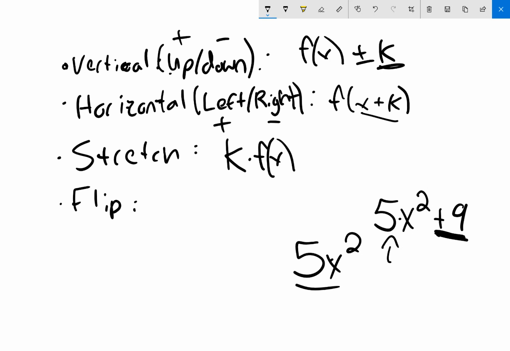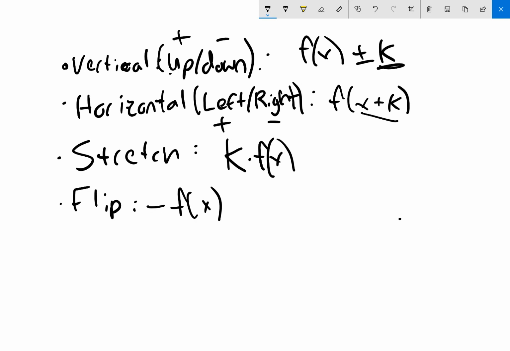And flipping a function, all that does, and how you'll know when you're flipping a function, is when you have a negative in front of the function. So if all of a sudden I make that negative 5x squared, it's now been flipped over. So any function you have, if you see a negative sign put in front of it, it's been flipped over.